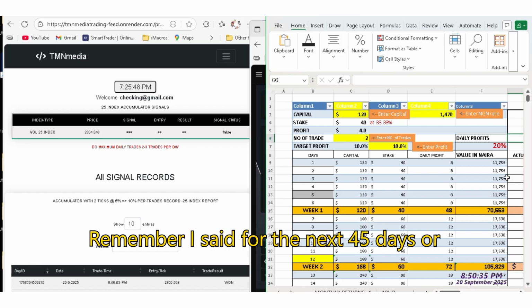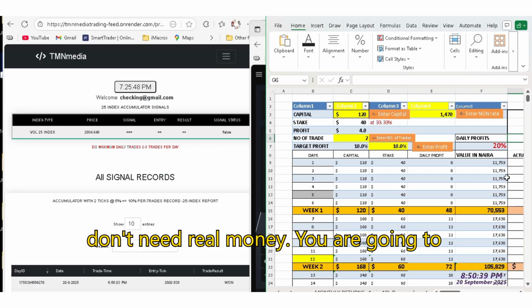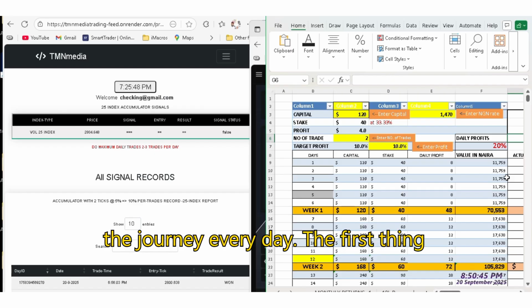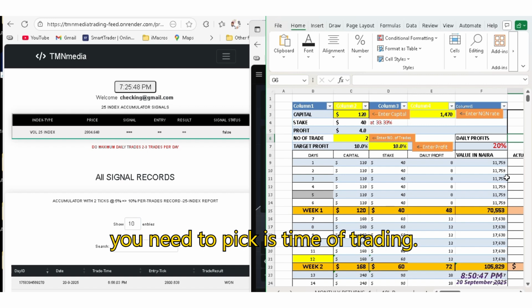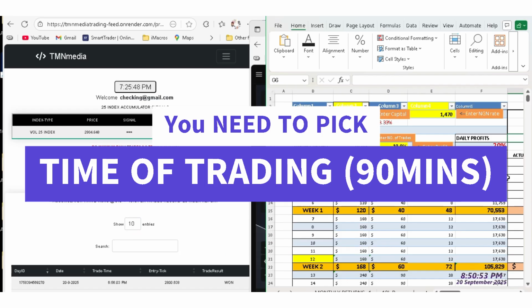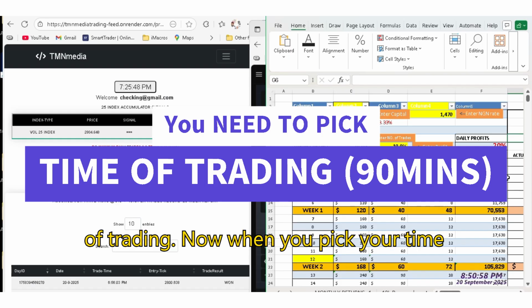Remember, I said for the next 45 days or 60 days, you are going to be trading. You don't need real money. You are going to use demo and you are going to document the journey every day. The first thing you need to pick is time of trading. You pick your time of trading. Okay? You are going to pick your time of trading.